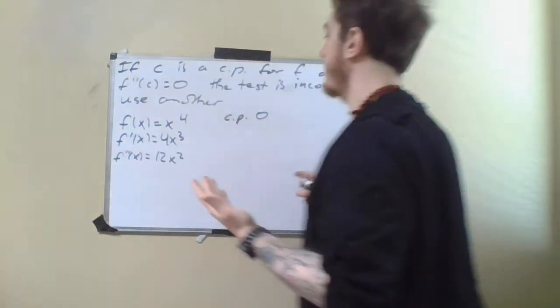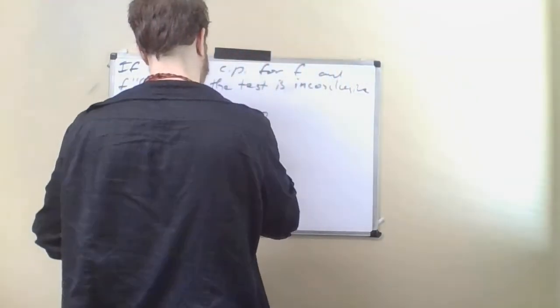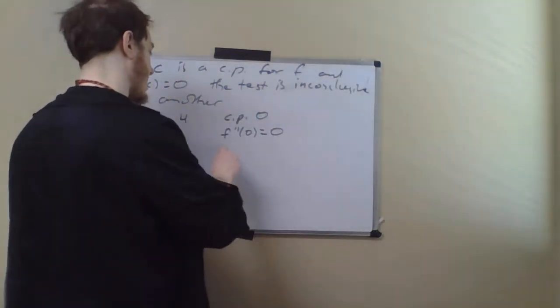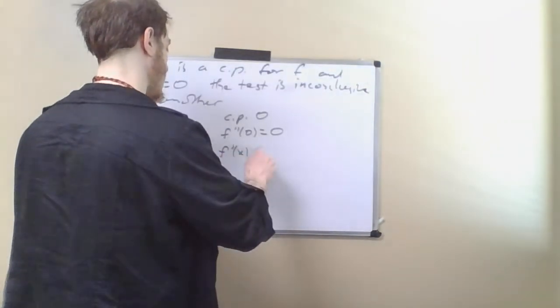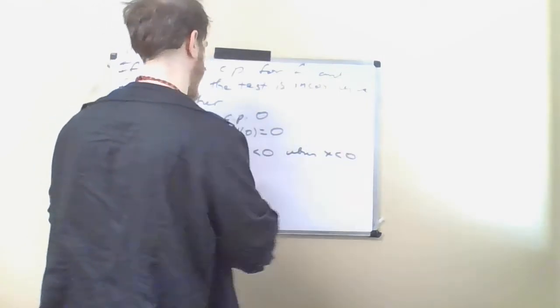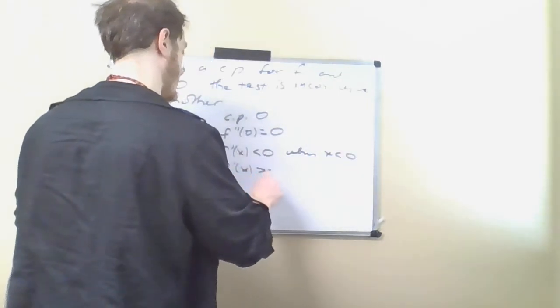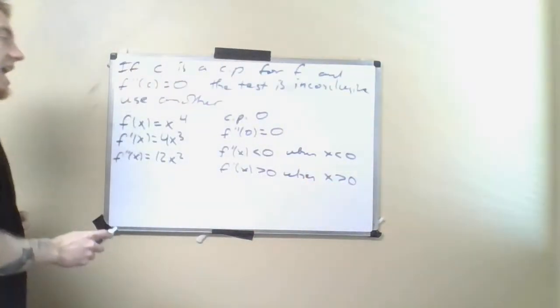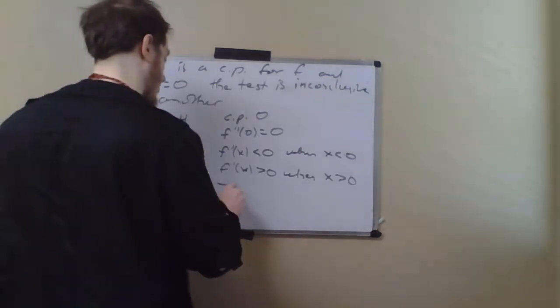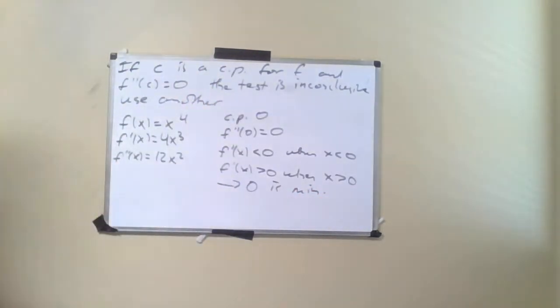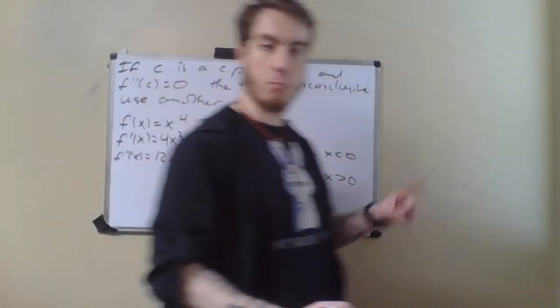But the problem is that the second derivative is 0 at 0. However, if we use the first derivative test, we see that f prime of x is less than 0 when x is less than 0, and f prime of x is bigger than 0 when x is bigger than 0. And therefore, 0 is a local minimum by the first derivative test, which we talked about previously.